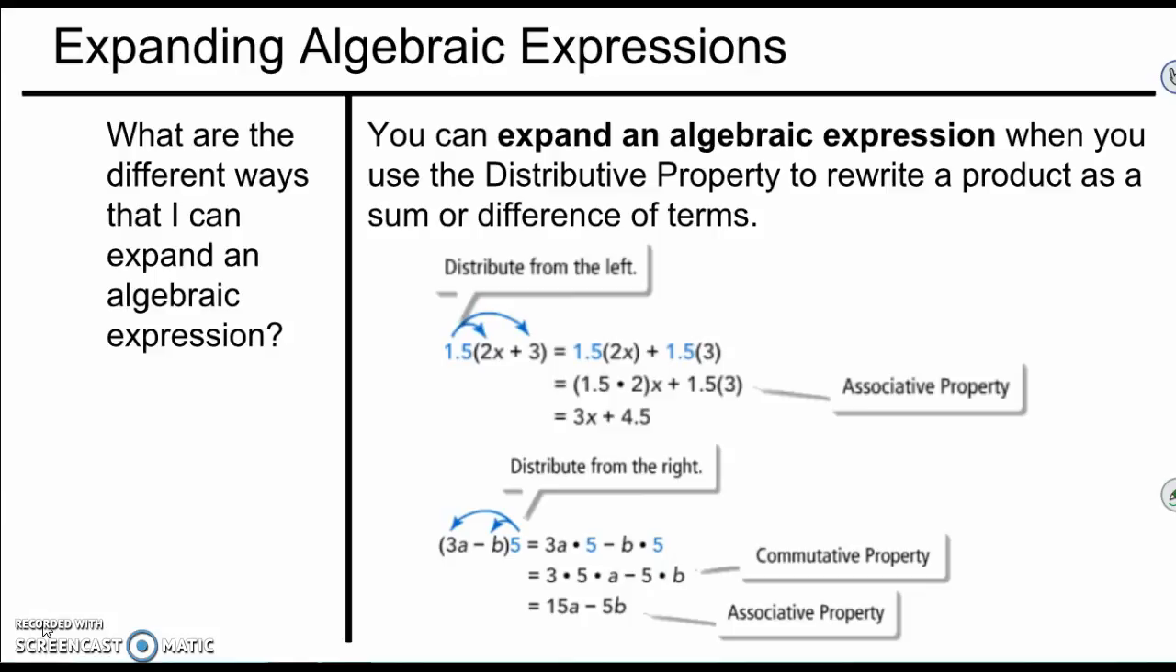We can also distribute to the right. So if you look at the bottom example, we multiply 5 times 3a, which gives us 15a. We multiply 5 times b, which is 5b, and we see that it is a subtraction problem. So that simplifies to 15a minus 5b.